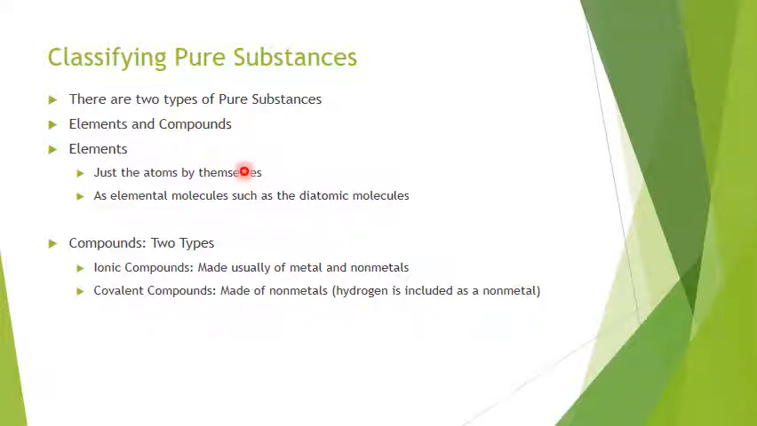Now, elements also can form molecules, and we talked about that a little bit already. Remember, the definition of a molecule is two or more atoms chemically combined. They can be the same element or different elements. When they're the same element, they're called elemental molecules. There's a type of elemental molecule you're going to need to know, called diatomic molecules, and we'll go over that in a minute.